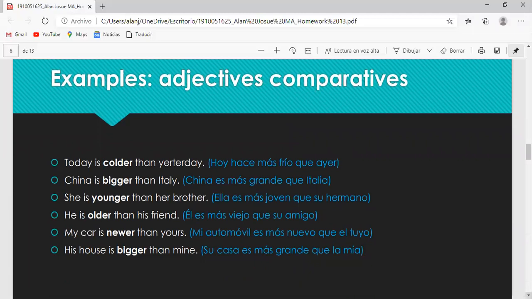Example adjective comparatives. Today is colder than yesterday. China is bigger than Italy. She is younger than her brother. He is older than his friends. My car is newer than yours. My house is bigger than mine.